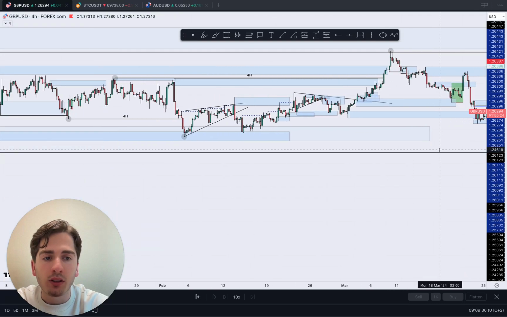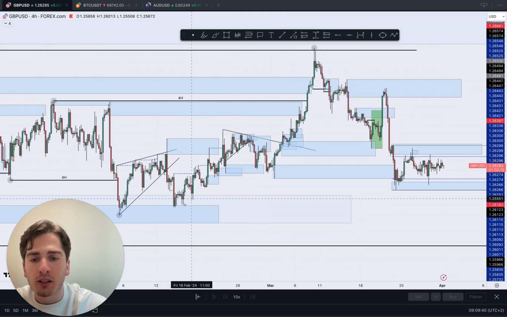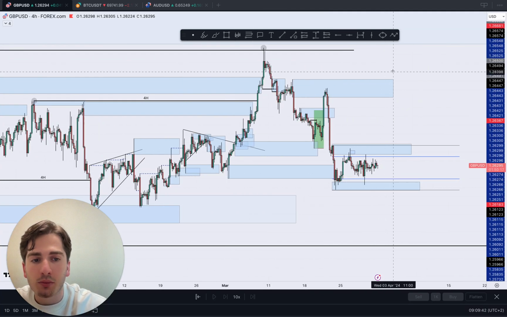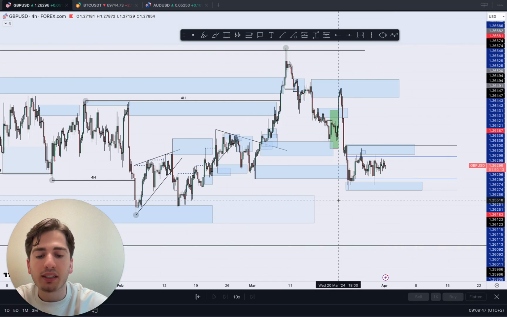Overall, for the 4-hour time frame, again, still the same analysis as on Friday. There's no real demand zone over here to really reverse price all the way in towards the highs. So let's just wait and see what happens.